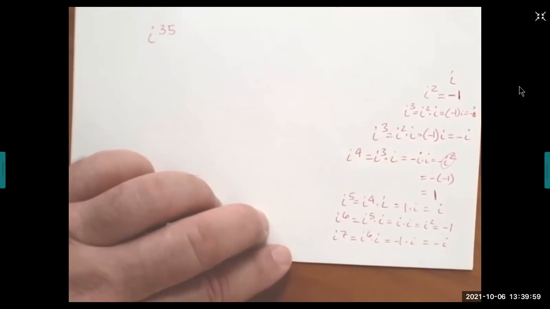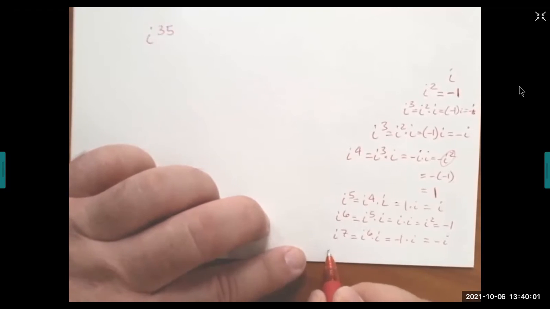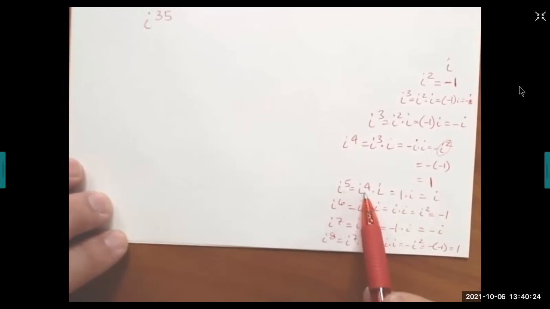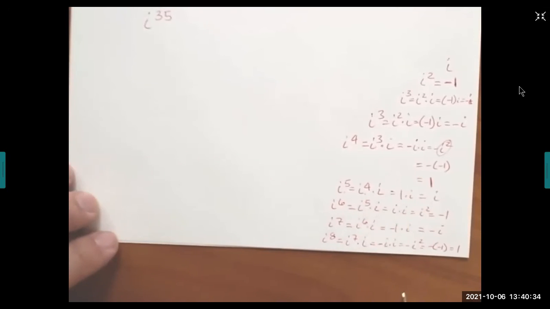Last one, I promise, because I'm running out of page. i to the eighth is i to the seventh times i. Negative i times i is negative i squared. Negative of negative 1 is positive 1. You should see the pattern of how it's working out. i to the fifth, take whatever i to the fourth is times i and work it out. i to the sixth, whatever i to the fifth is times i.